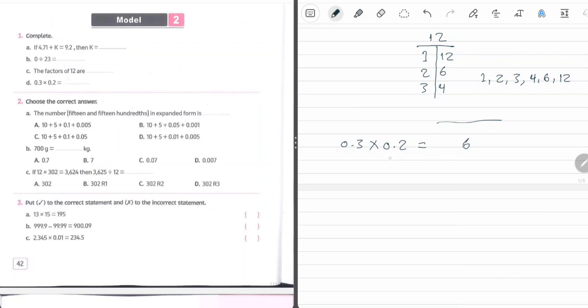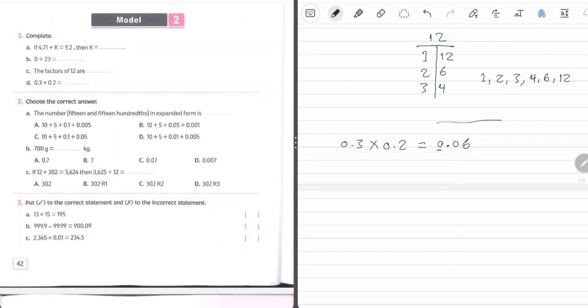The decimal point is after one digit in the first factor, and after one digit in the second factor, so it will be after two digits. This is the first and we don't have the second, so you have to put a 0, and this is the decimal point. The 0 means there are no whole numbers, so your answer is 0.06.